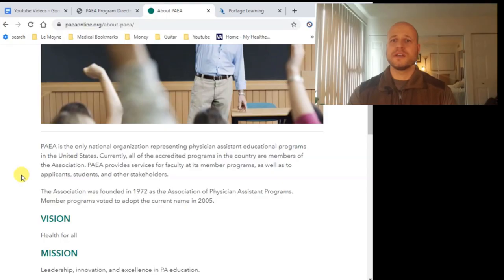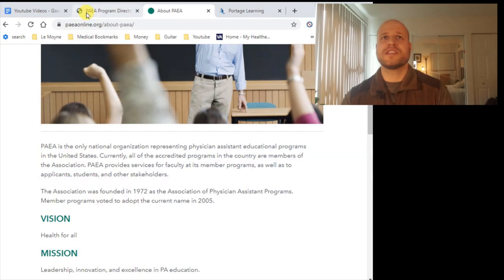I'm going to answer this question in two ways. The first thing I'm going to answer is how to make the list of classes that you need, the prerequisites that you actually need to apply to the schools you want to, and also how to get those prerequisites. So the first thing that I would do is I go to the PAEA. What is the PAEA? It is the Physician Assistant Education Association.